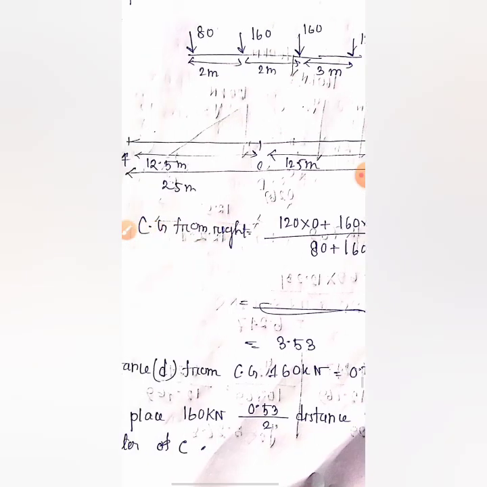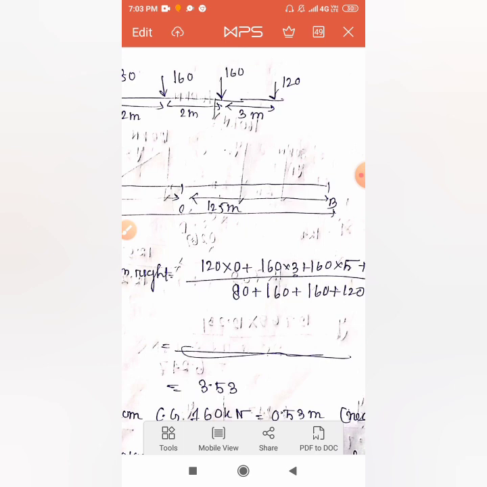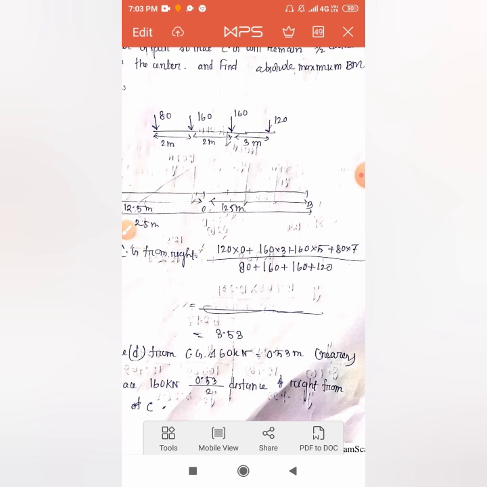Now if we find the distance between the center of gravity and the load, just see one thing. This 160 kilonewton is nearer to the center of gravity, right? And it is also heavier, right? It has matched both conditions. First, it is nearer to the CG of the load system. Second, it is heavier. So we have understood this. Under this 160 kilonewton, we will find the absolute maximum bending moment, right?